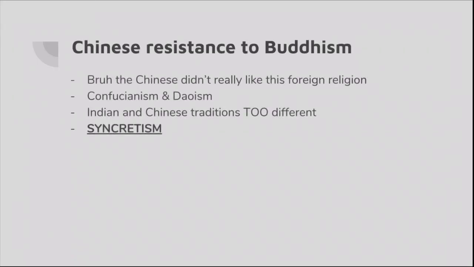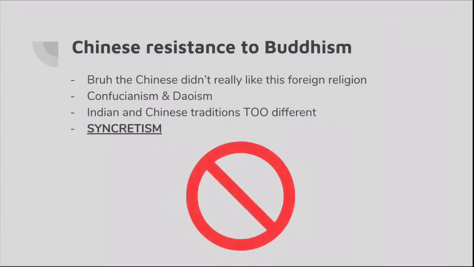So, Chinese resistance to Buddhism. Simply put, the Chinese didn't like Buddhism. For one, they already had their own religions, Confucianism and Taoism. Buddhism was Indian, so forcing it would be basically assimilation and social conversion like we discussed earlier. The Indian and Chinese traditions were fundamentally too different, so syncretism had to be used eventually. There goes that word again.